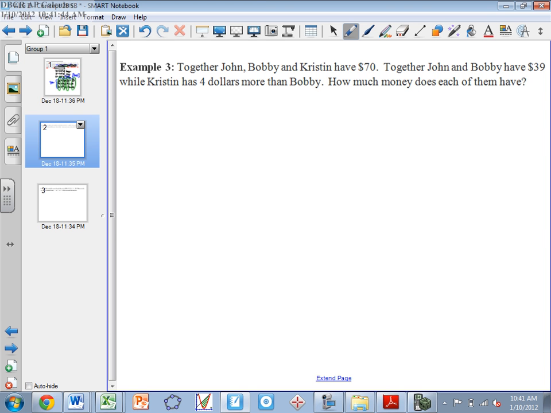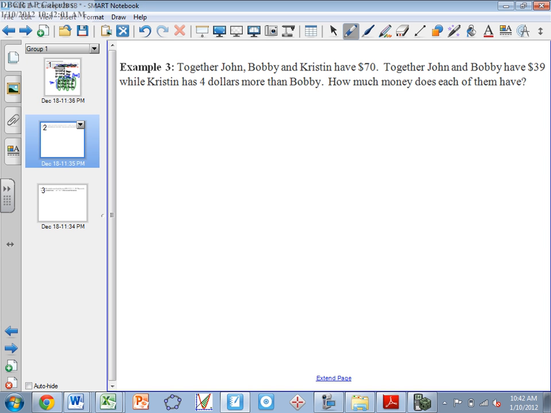Now, let's go through this problem together. We have three people, John, Bobby, and Kristen. They have $70. This was an SAT problem, so you guys know. Together, John and Bobby have 39, while Kristen has 4 more than Bobby. How much does each of them have? You don't want to sit here and try numbers.